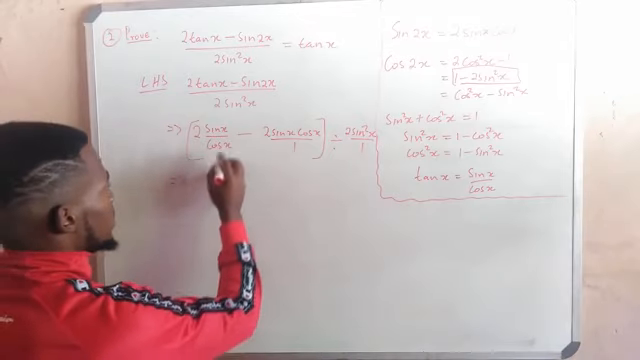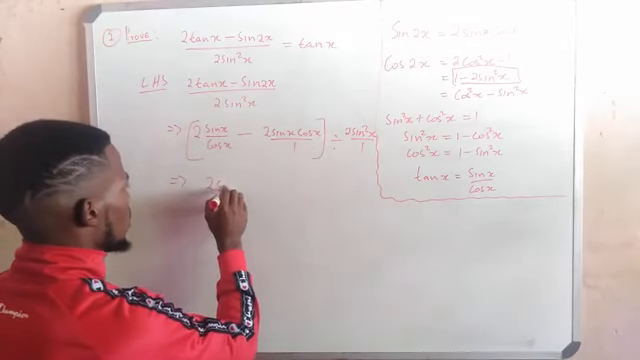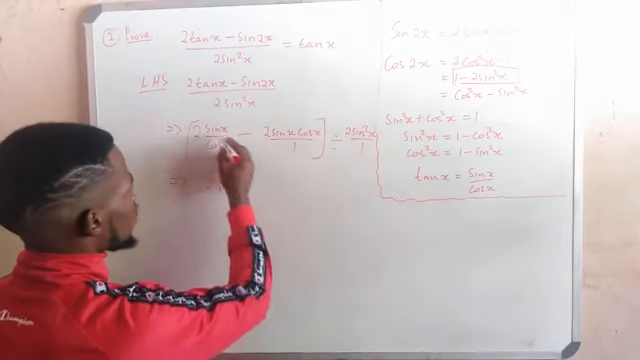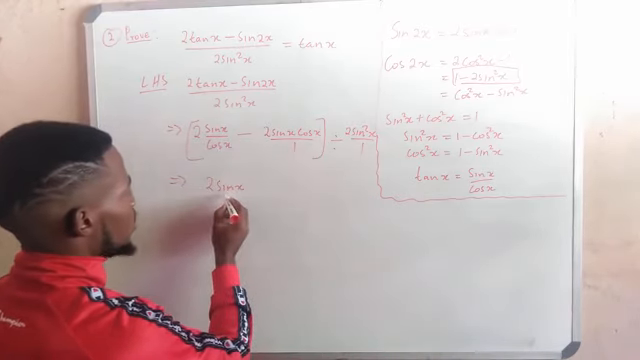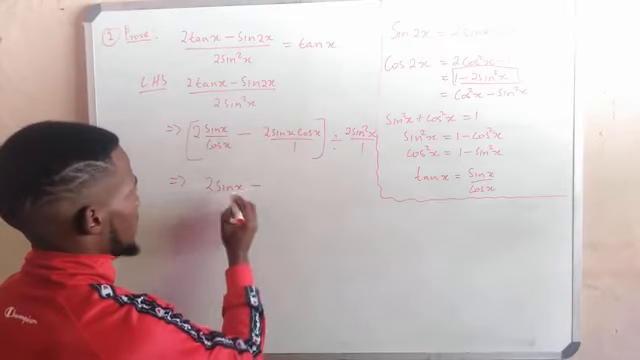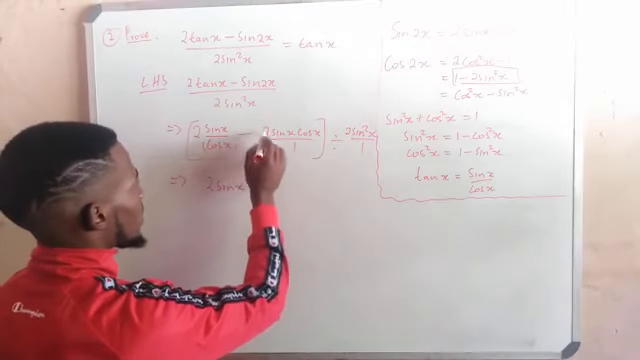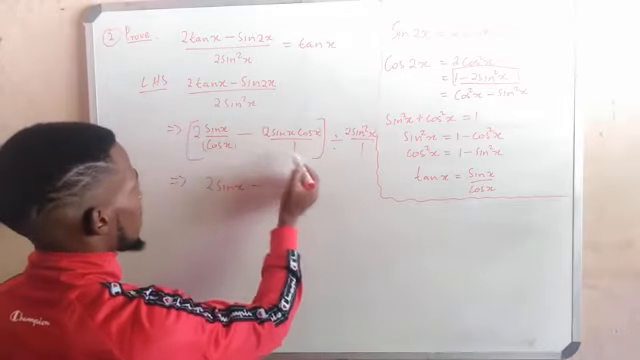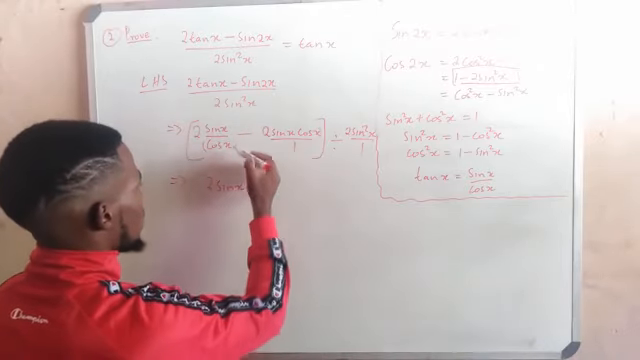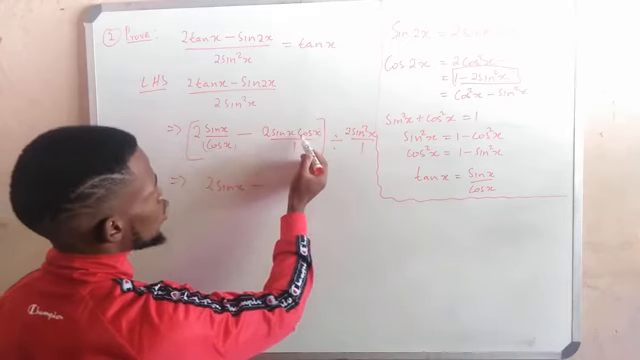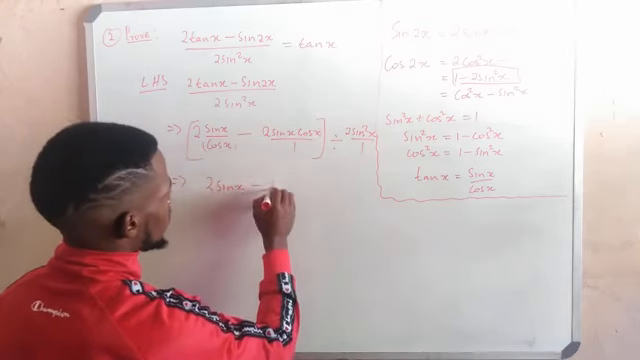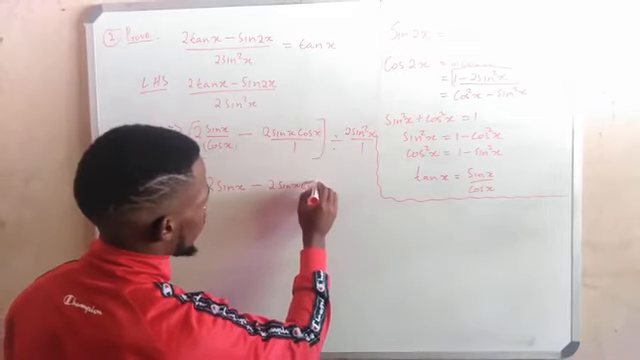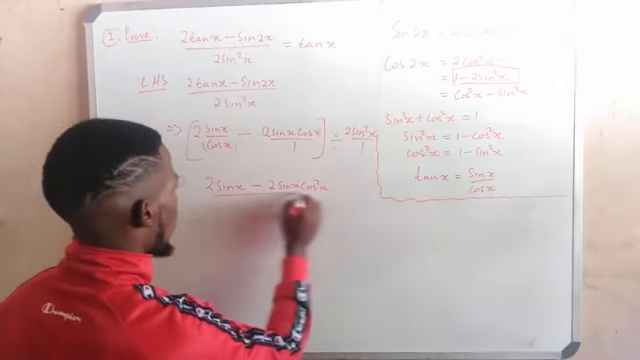You can just say this is 2 sine x. This one multiplied by that one, 2 sine x multiplied by 1 will always give you 2 sine x. Minus, you then multiply this one and that one. It's more like you are cross multiplying. You multiply cos x by 2 sine x cos x. So you are going to have 2 sine x, then cos x multiplied by that cos x, it will give you cos squared x. All over what?